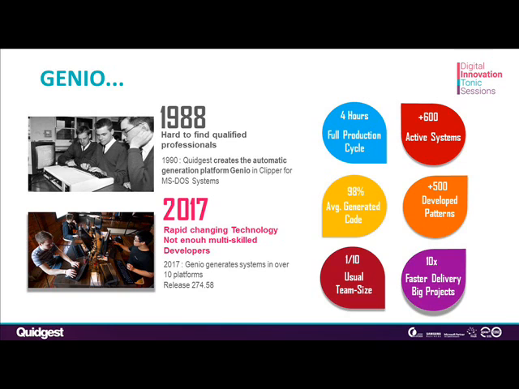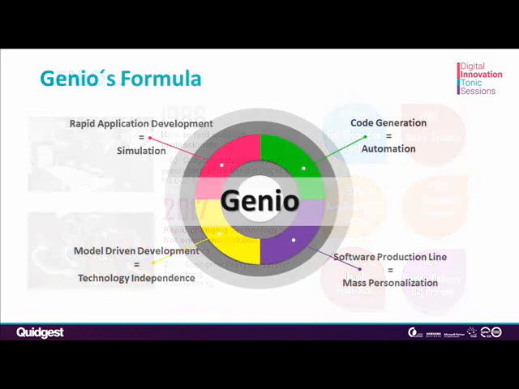And on the right we have some big milestones that we have achieved, like 600 plus active systems generated by Genio, over 500 patterns that we have developed and maintained, and we have achieved a 10 times faster delivery for big projects. And we also have achieved a 98% average on generated code. And this is all due to the Genio formula.